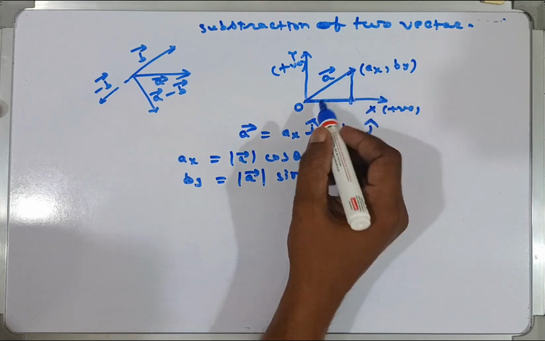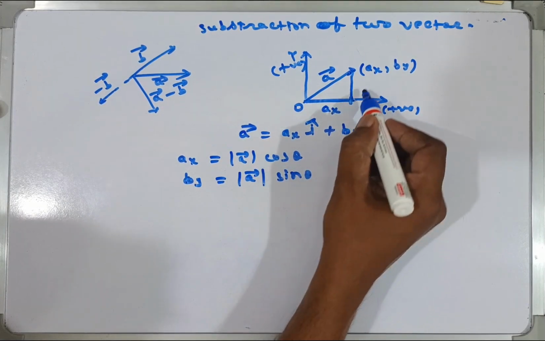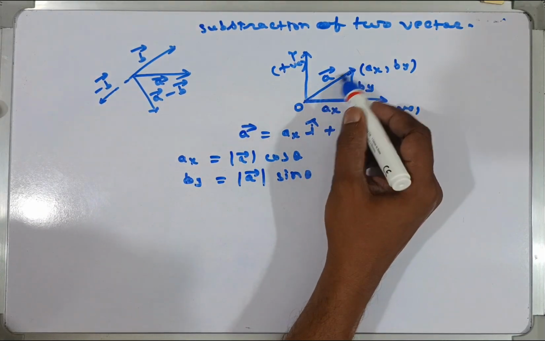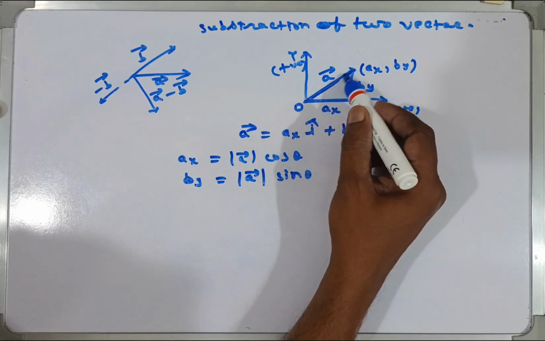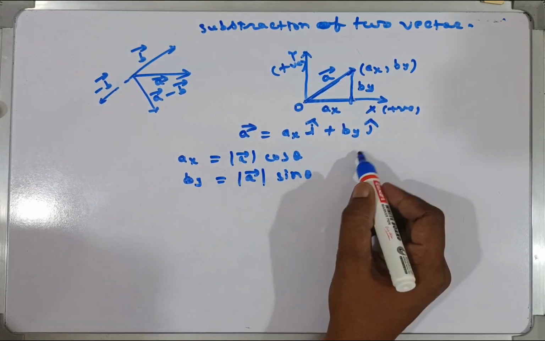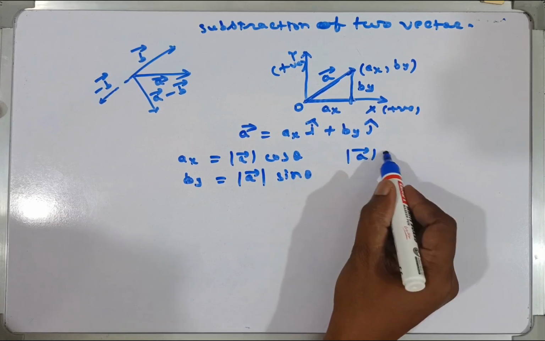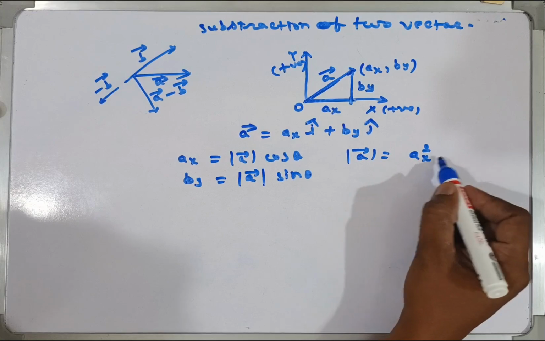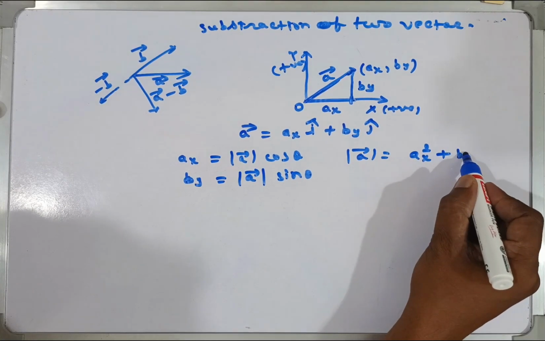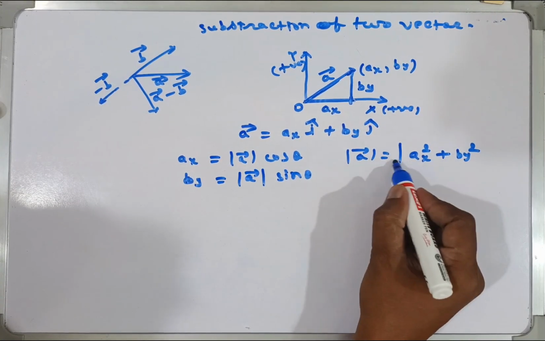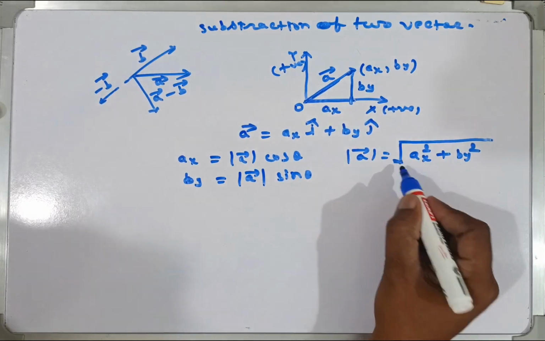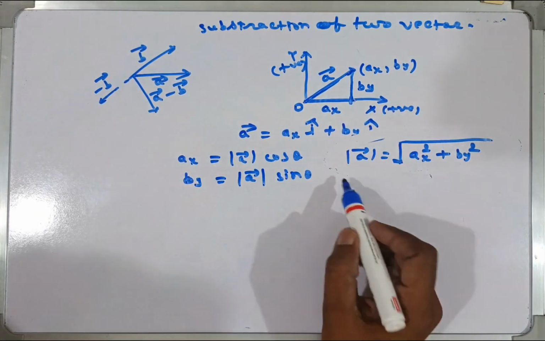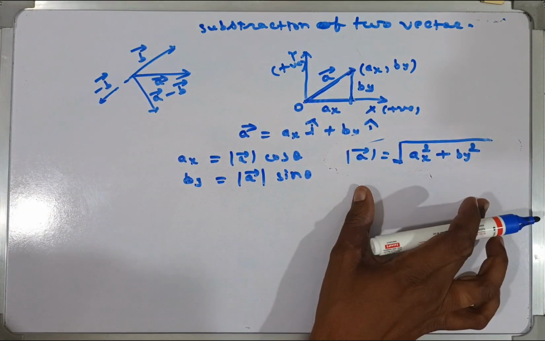Okay, so if this is the x value and this is the by value, what will be the length of this vector a? Okay, so magnitude equals what, guys? It follows the triangle rule. ax square plus by square under root will give you the length or magnitude of this vector. So magnitude of vector a equals this one.